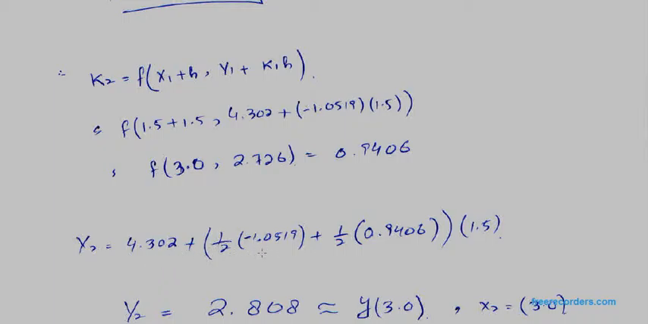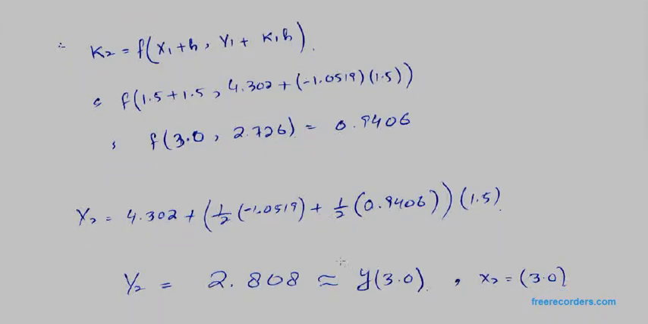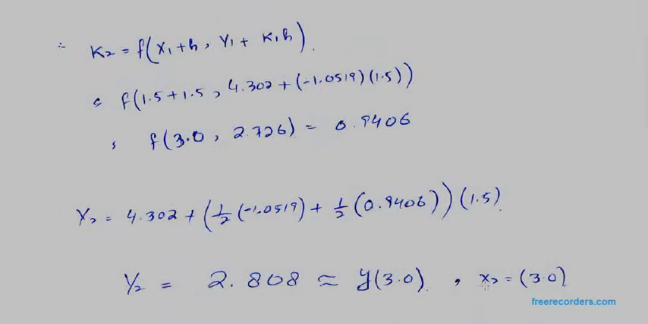We put these two values k1 and k2 in the equation, where y1 is 4.302 plus half k1, which is minus 1.0519, plus half k2, times h. The whole answer turns out to be y2 equal to 2.808. This is the approximate value at 3.0. This is not the actual or true value. This is the approximate value at x equal to 3.0.